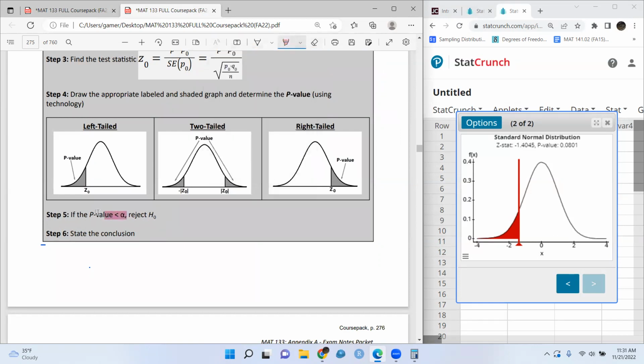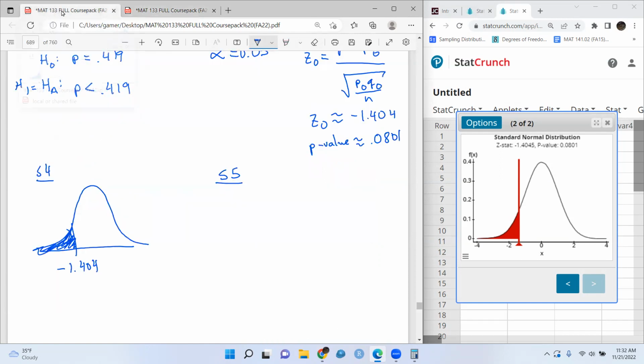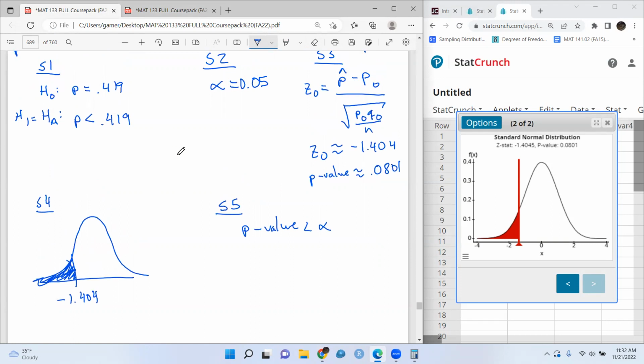I think you should write this statement. This is how I tell everyone. Go ahead. P-value is less than the 0.419. Where'd you get the 0.419? The P naught thing. Oh, okay.